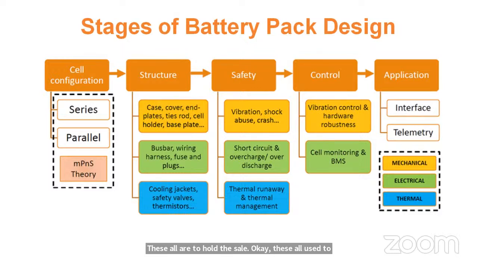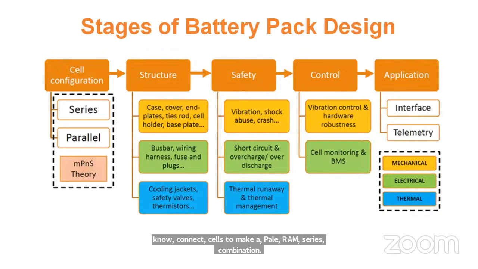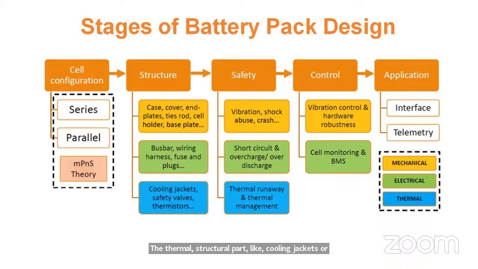Mechanically it is strong enough, rigid enough to withstand any impact, any load. Okay, so that is the purpose of these mechanical structural parts. And for the electrical structural part, the bus bar is used to connect cells to make a parallel and series combination. The thermal structural parts, like cooling jackets, cooling plates, or cooling tubes, are for heating the battery pack or cooling the battery pack.